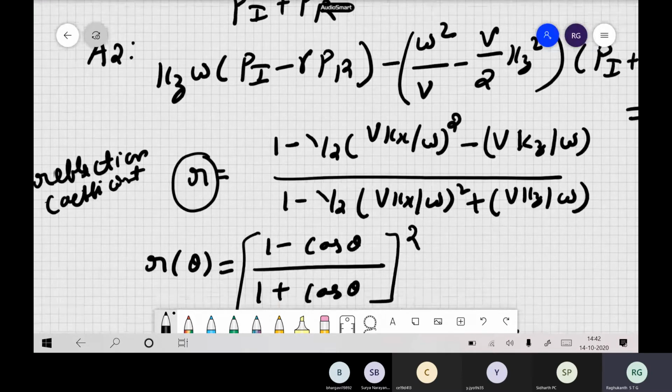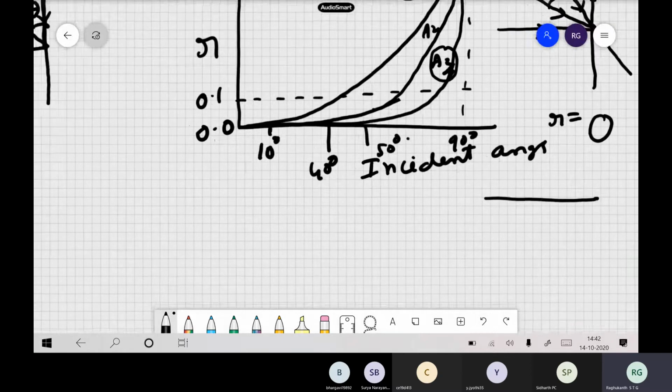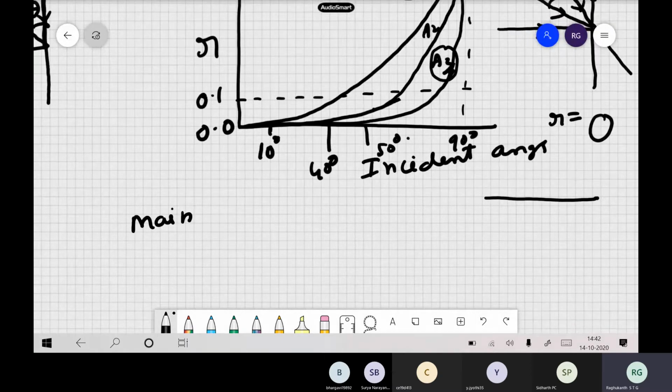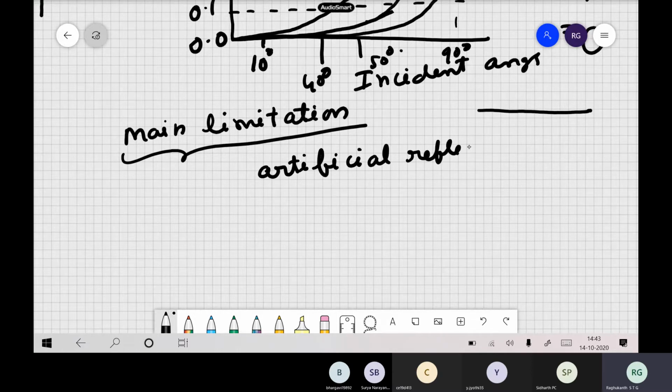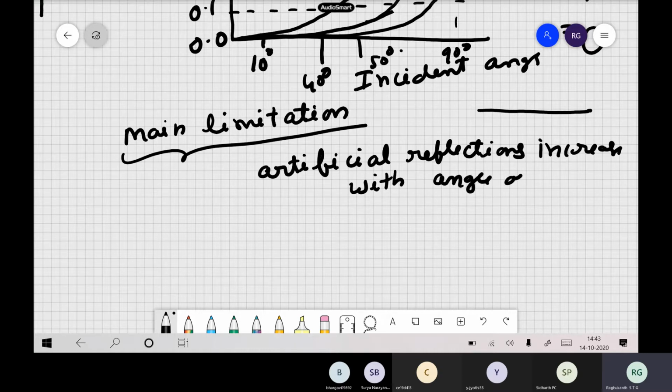So this was the main limitation of the paraxial boundary condition, which is why PML came into the picture. These are all artificial reflections. In reality, there is no reflection. Artificial reflections increase with this angle, so it doesn't work nicely in practice.